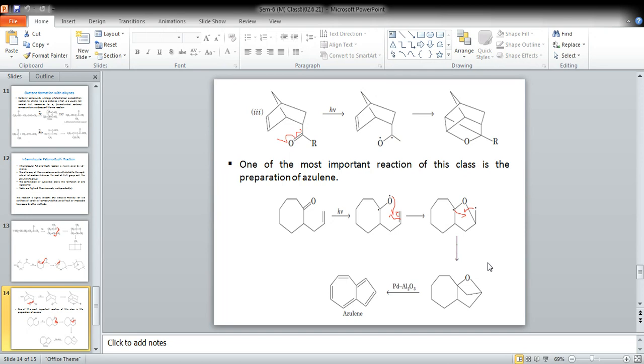So this is all about the Paterno-Büchi reaction, where we have seen a lot of important organic compounds being synthesized. We have synthesized a lot of important organic compounds by the Paterno-Büchi reaction.